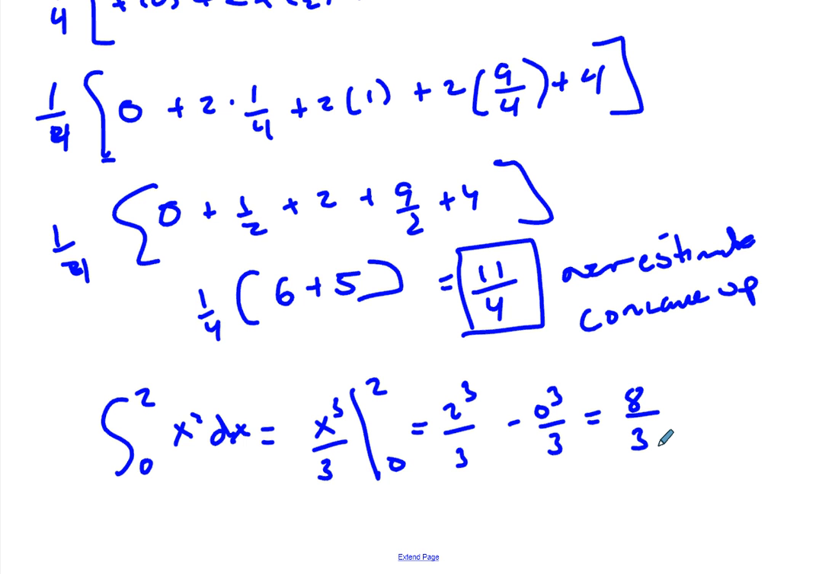If you plug that in there, we know that 11 divided by 4 is going to be 2.75, and 8 divided by 3 is about 2.67. So you can verify that, yes, it is an overestimate. This one is slightly larger than 8/3, which is the actual area.